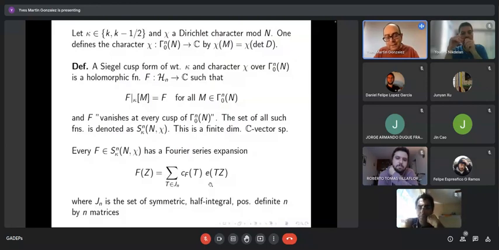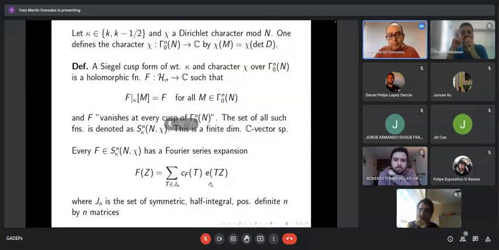If you do all this in the classical case, this T will be just positive integers. That will be the index set. So 1 by 1 matrices, positive definite 1 by 1 matrices if you want. But in this more general case, the index set is more complicated. Okay?